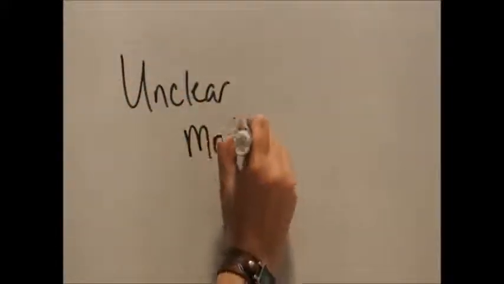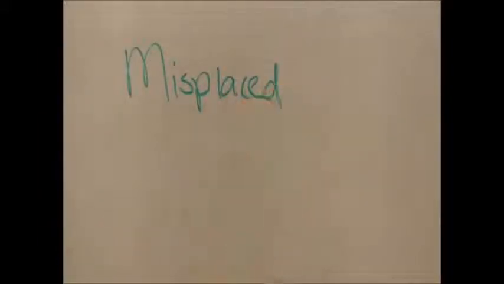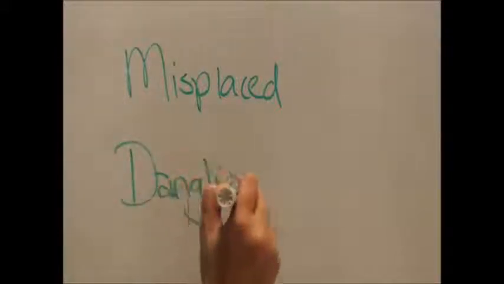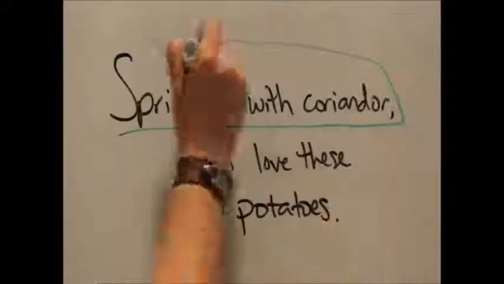Hello. So right now we're going to talk about unclear modifiers. And generally speaking, there are two types of modifiers that cause problems. The first one is a misplaced modifier, it's in the wrong spot, and a dangling modifier, which totally leaves you hanging. Let's take a look at this sentence.